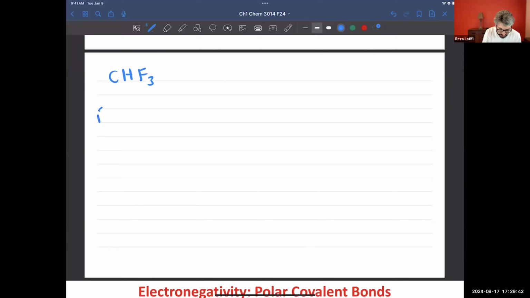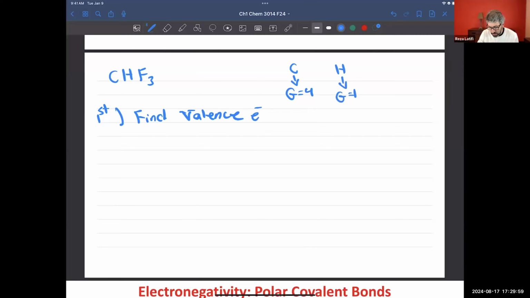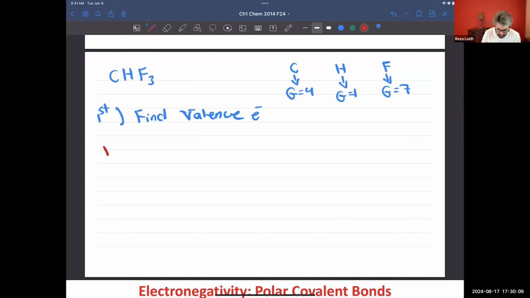Start with this. First step, find valence electrons. And remember, carbon is group 4, hydrogen is group 1, or first column, and fluorine is group 7. That means it has 7 valence electrons. So what you're going to do, you're going to say, I see 1 carbon, 1 hydrogen, I see 3 fluorines, and then say this, minus charge.